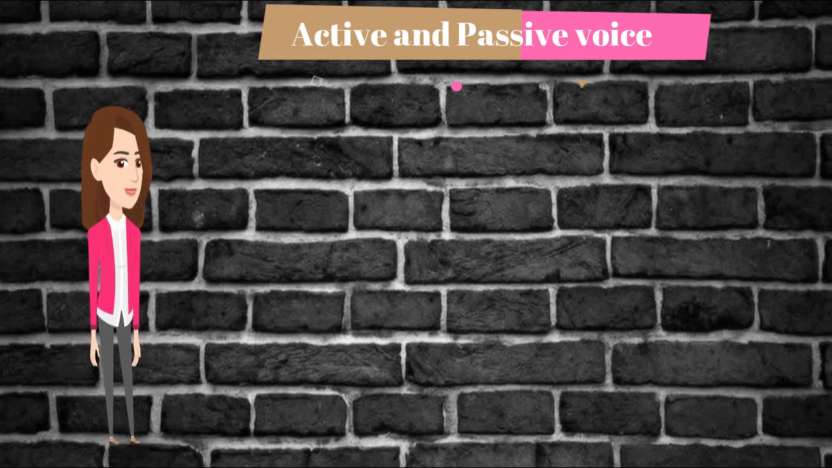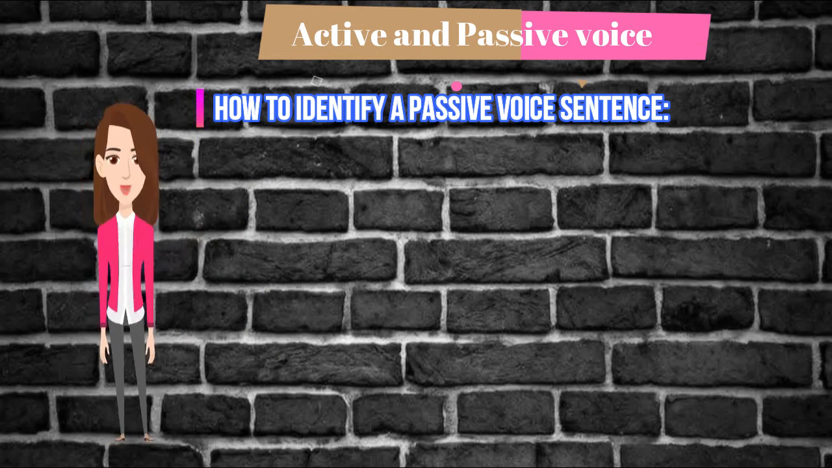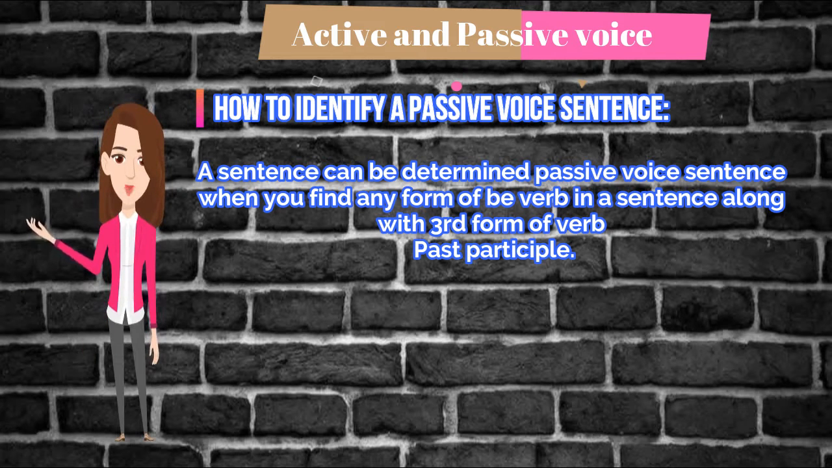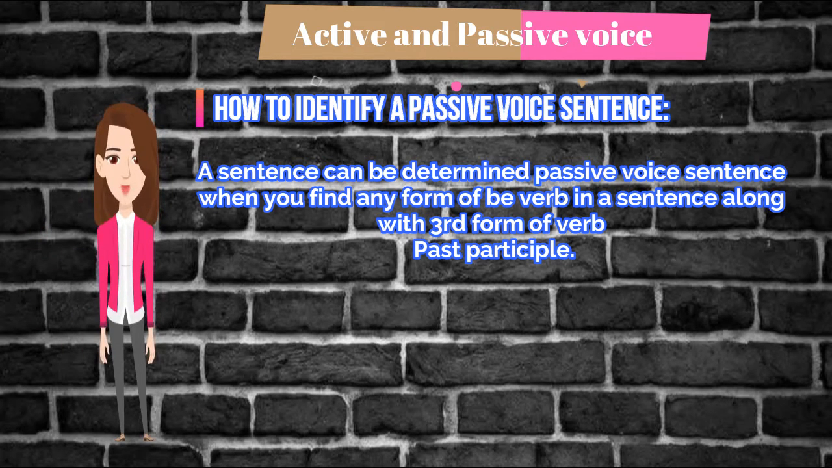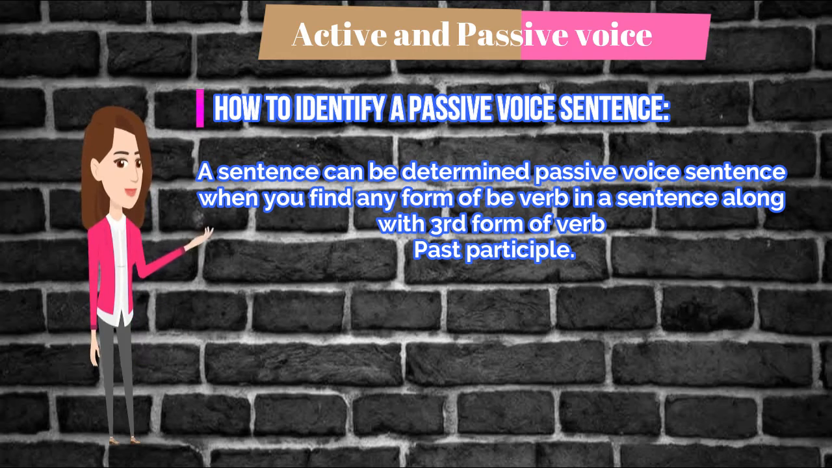How to identify a passive voice sentence? A sentence can be determined to be a passive voice sentence when you find any form of be verb in a sentence along with the third form of the verb, the past participle.